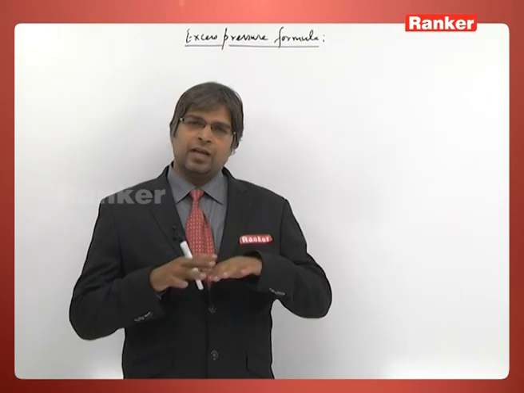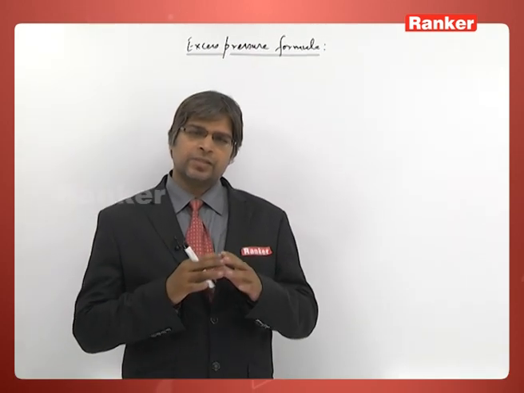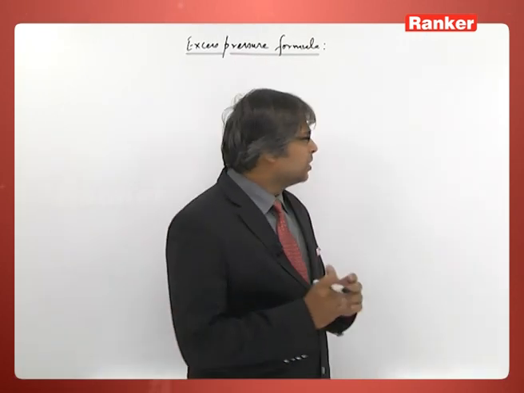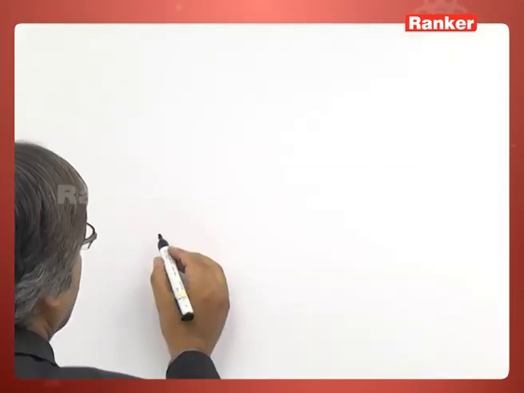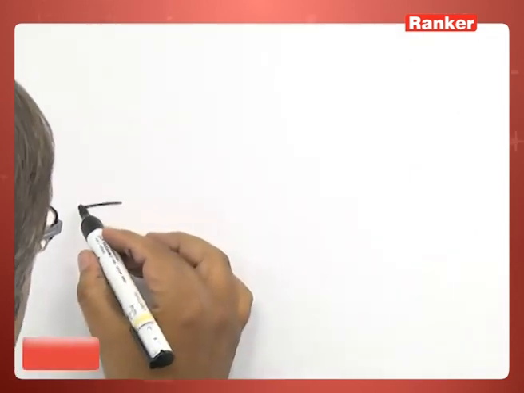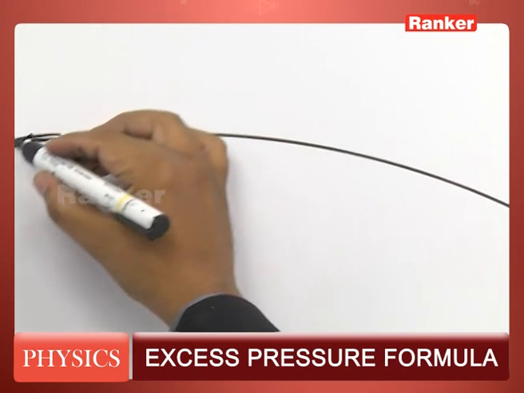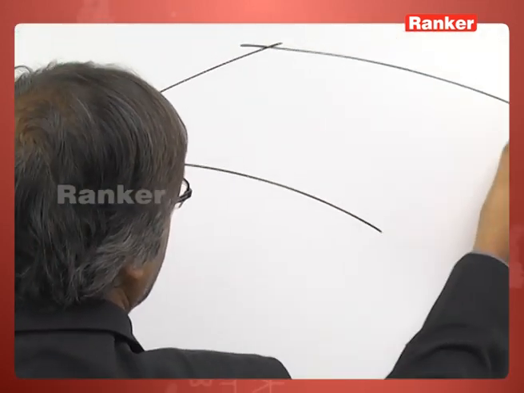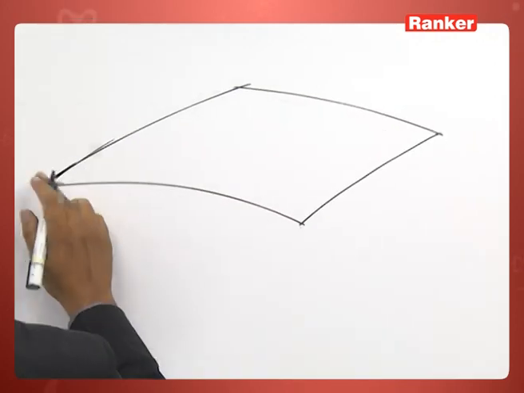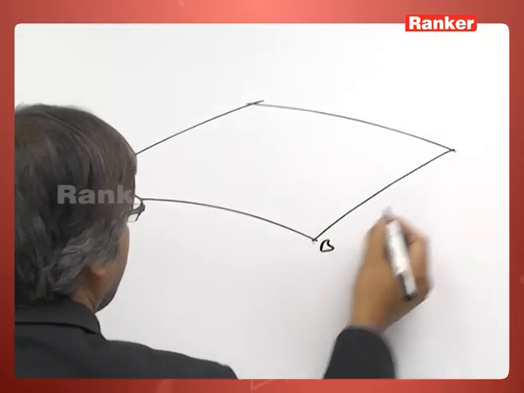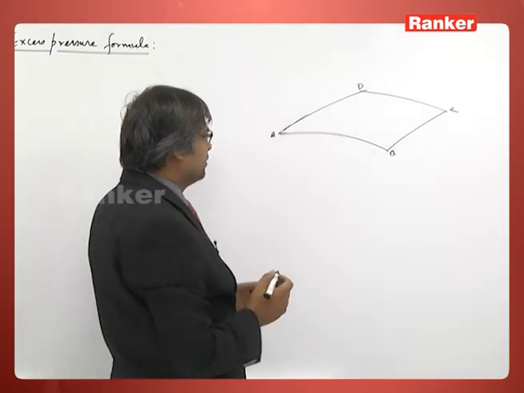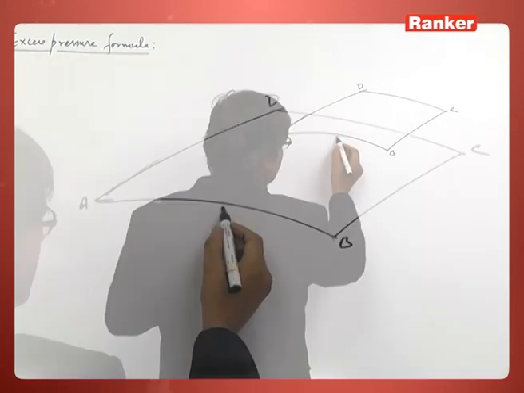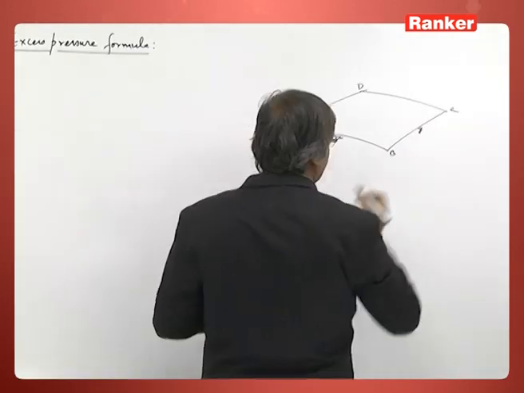Let us see how a curved surface of a film creates a pressure difference. So, let us consider a curved surface like this. Let A, B, C, D be a curved surface, and let this side be x and this side be y.